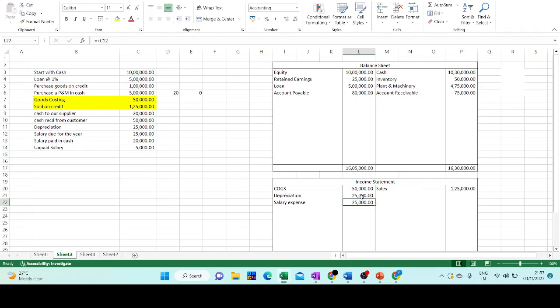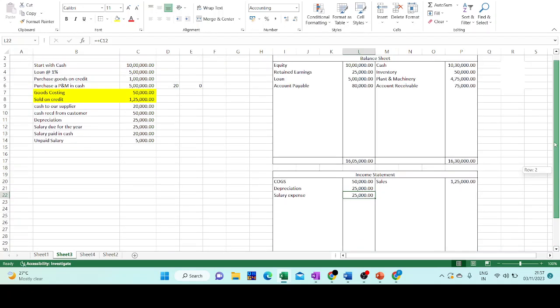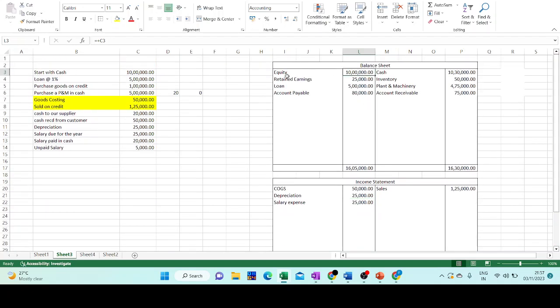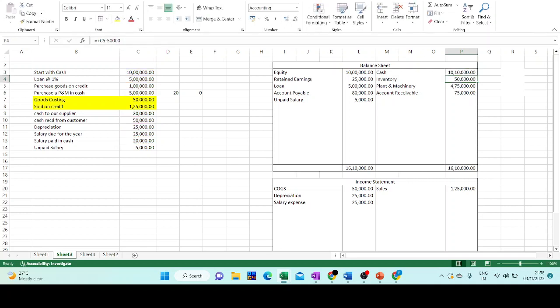So, guys, I expense this 25,000 in the income statement. My net profit reduced to 25,000, and the reported value of retained earnings in my balance sheet is also 25,000. Okay, guys, this unpaid salary is recorded as a liability in my balance sheet. Why? Because unpaid salary is an obligation which the company has to satisfy in the future. And guys, my cash balance would reduce by the amount of salaries paid in cash, which is 20,000, right? So you can see that the balance sheet is tallying after all these adjustments.